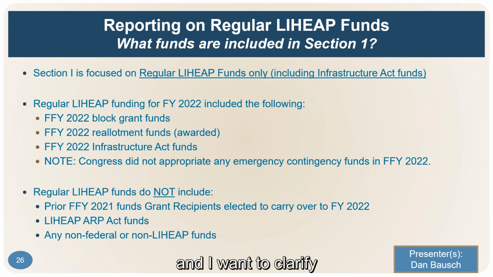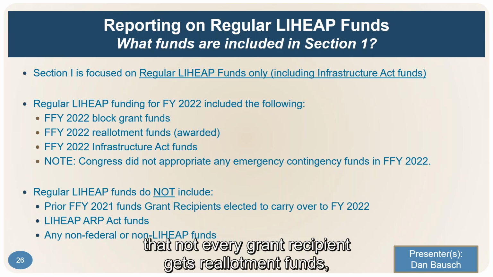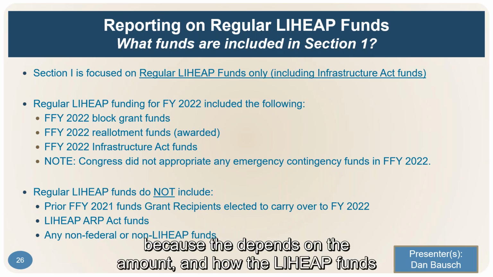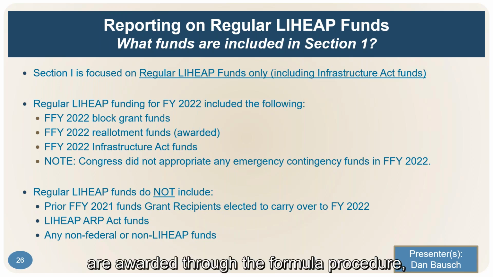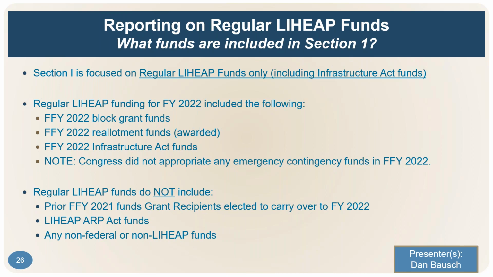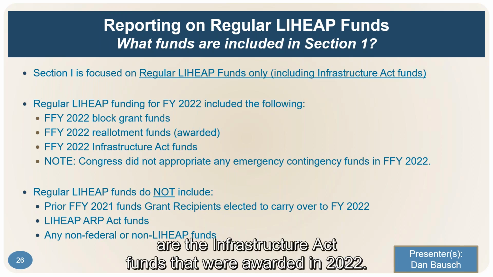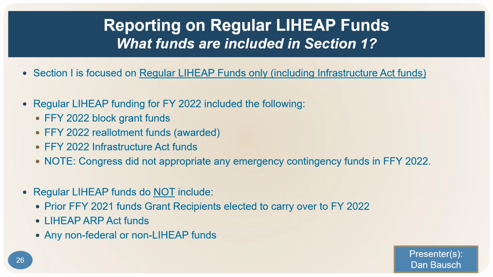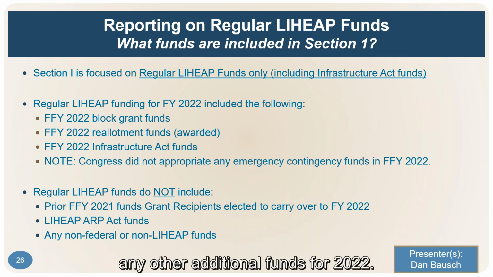And I want to clarify that not every grant recipient gets reallotment funds, because it depends on the amount and how the LIHEAP funds are awarded through the formula procedure. And then lastly are the Infrastructure Act funds that were awarded in 2022. There are no other funding. Congress did not appropriate any other additional funds for 2022.